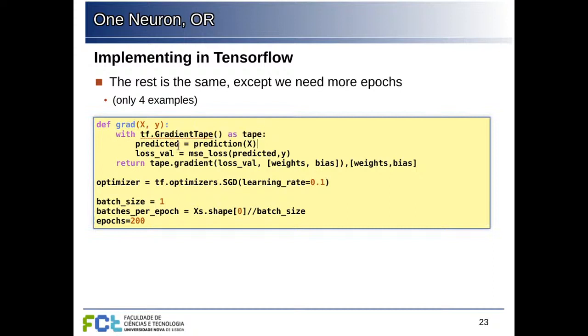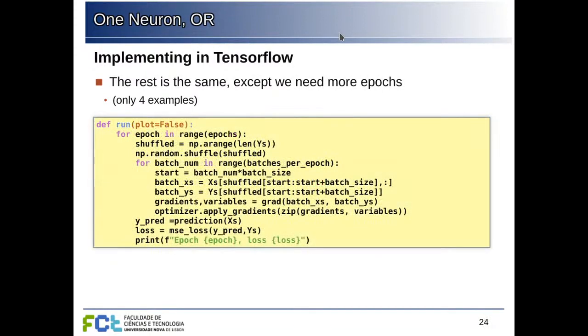We use the gradient tape to track this computation and the derivatives, and then we update for each epoch using the optimizer. So the code is basically the same. The big difference here is that we have only 4 examples. So you're going to need more epochs in order to train this, because in each epoch you're only going to go through 4 examples in your training.